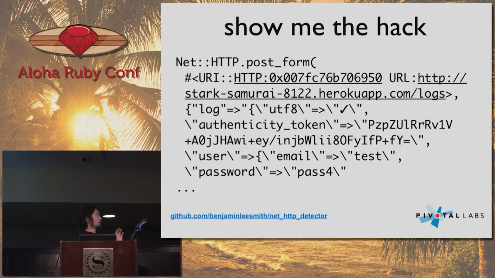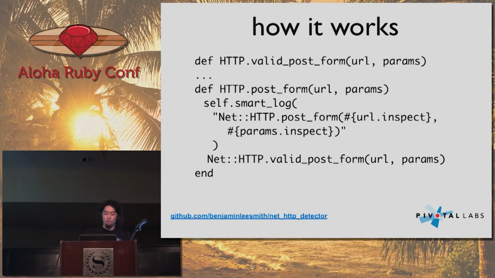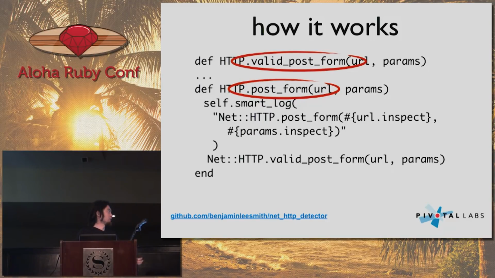So you'd see either in your standard out or in your Rails log file, something like this where it says, post form happened. It got some params that includes this URL to someplace on the internet, and here's what it posted. It posted everything from your params, including the email and password. It's not very pretty, but it shows what's going on. And how this works is it basically overwrites post form to log out what's happening, and it also defines a valid post form so that if you have HTTP calls in your app, you can call them without having this logging happen.